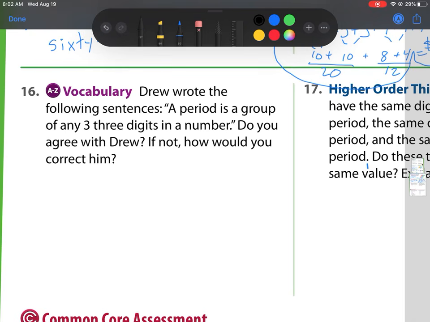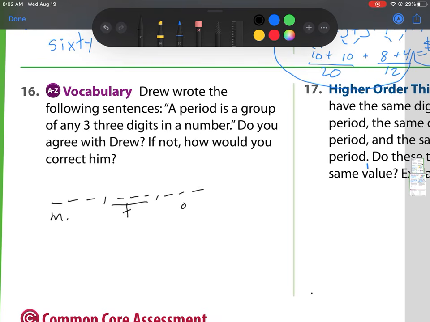Here's our next one. Drew wrote the following sentence: A period is a group of any three digits in a number. Do you agree with Drew? If not, how would you correct him? So let's check. He says a period is a group of any three-digit numbers. So remember, this was our millions period, this was our thousands period, and this was our ones period. So he said it's a group of any three digits in a number.